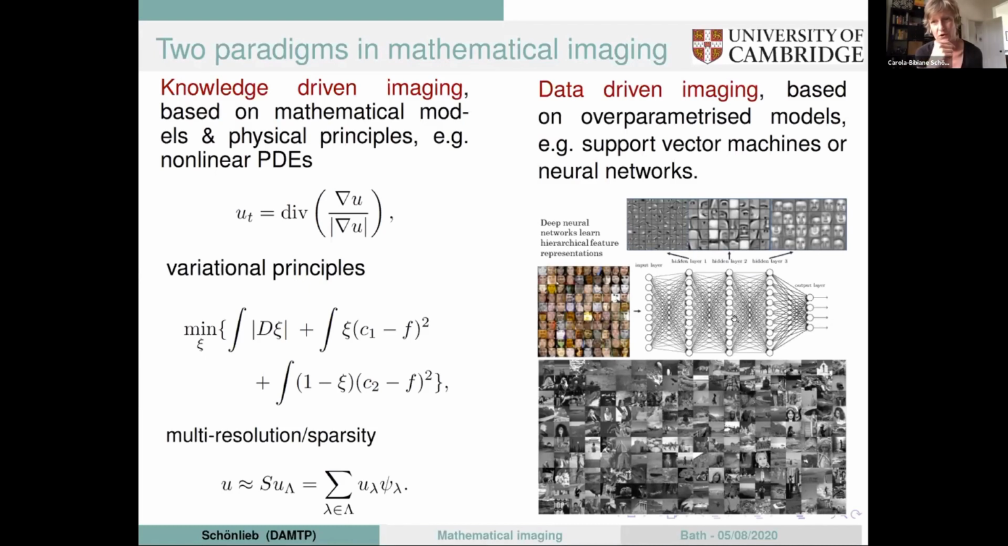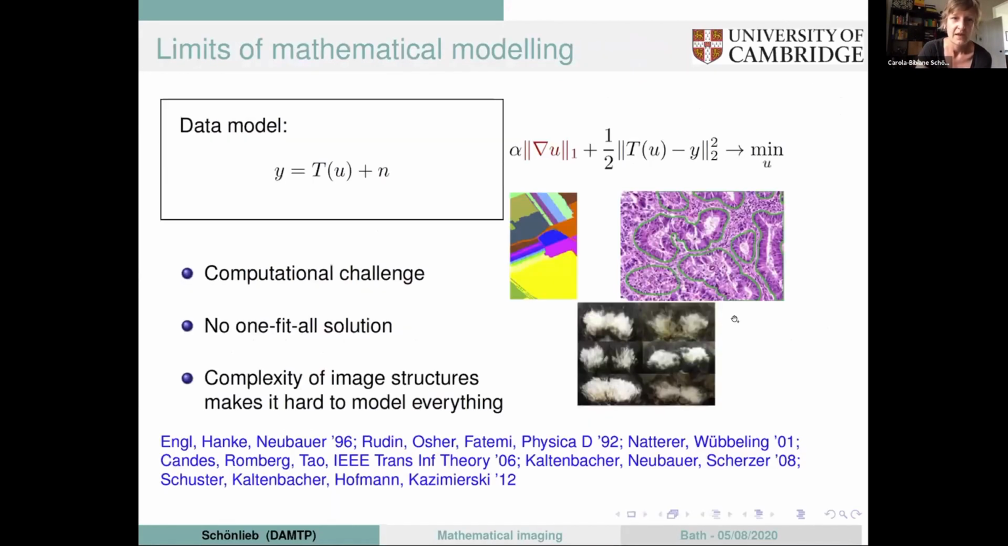There are also a lot of disadvantages. And so let me raise a few of them. As I said, this is just a reminder again. In the mathematical modeling paradigm, I start with a model that relates the information I want to extract, here called U, to the imaging data that I've measured, here called Y, and I assume that there is a process that connects the two, which is this capital T.